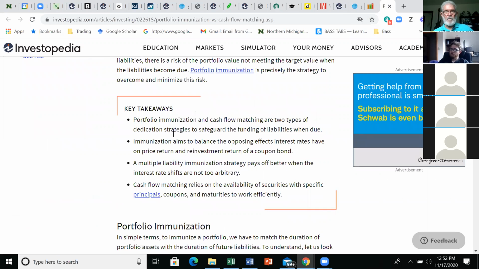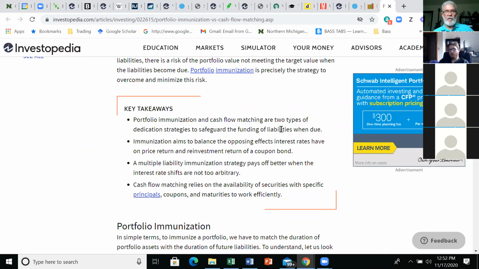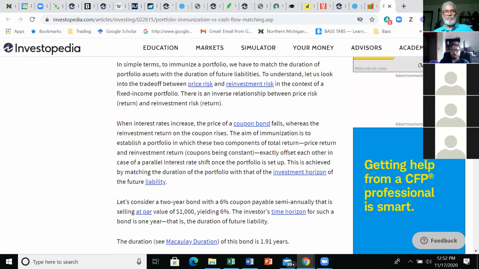Here's the key takeaways. 2 types of dedication strategies safeguard the funding of liabilities when they're due. Balance the opposing effects interest rates have on price return and reinvestment return on coupons. A multiple liability immunization strategy pays off better when interest rate shifts are not too arbitrary. And cash flow matching relies on the availability of securities with specific principals and coupons to work. So this would be more complicated to put together. And then a little more about immunization.